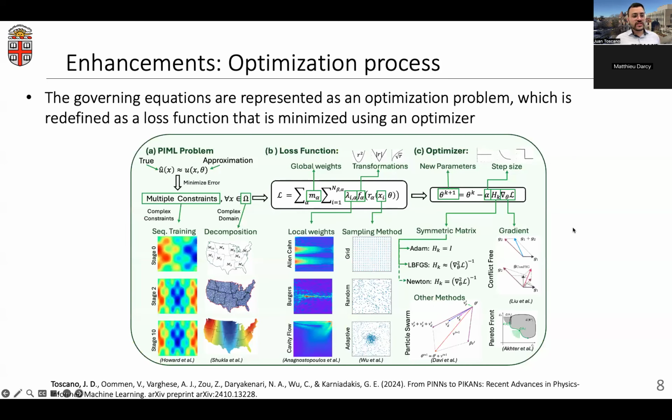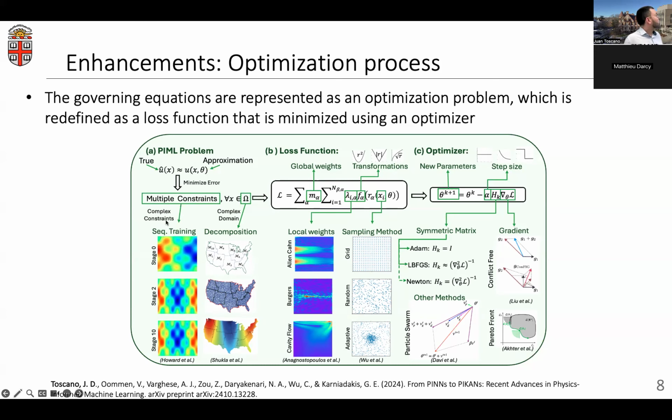Now, through the optimization process, the governing equations are represented as an optimization problem. The idea is that we want this approximation to be as close as possible to the true solution, and we do it by minimizing some constraints. This is what we call the optimization, the physics-informed learning problem.